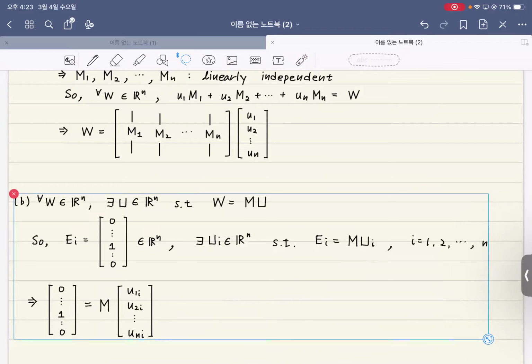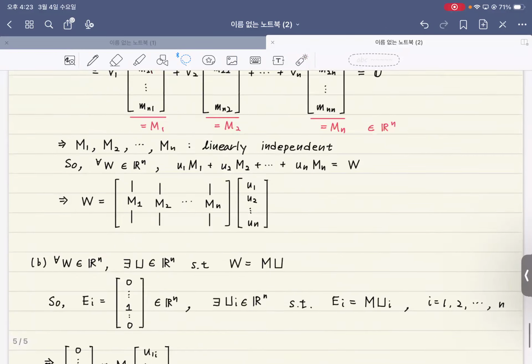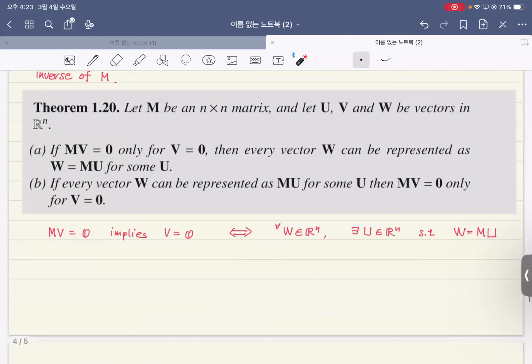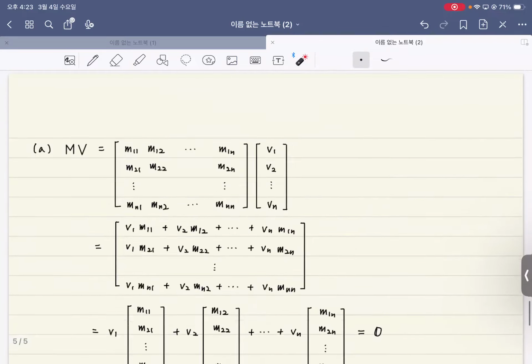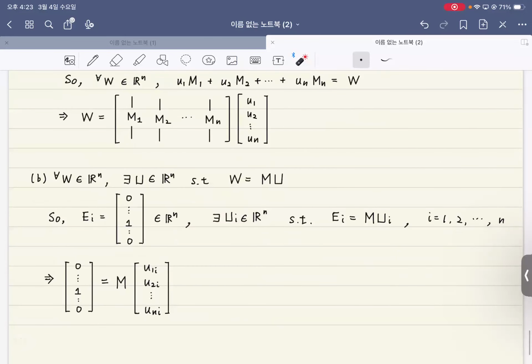All right. For the other direction, this time we are assuming that every vector can be written as M times some column vector U. So for every vector W, there is another vector U such that W is M times U. Okay, so this is possible for every vector W.